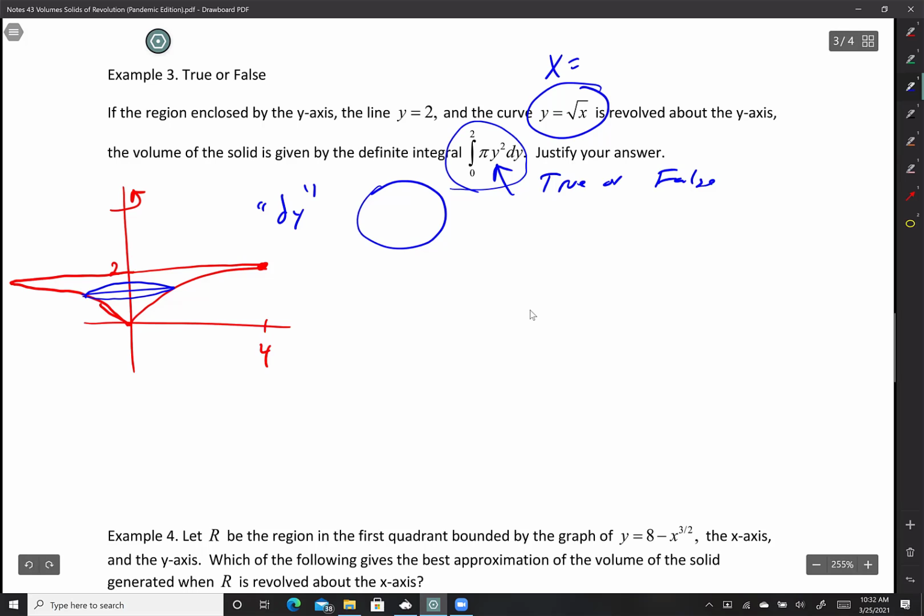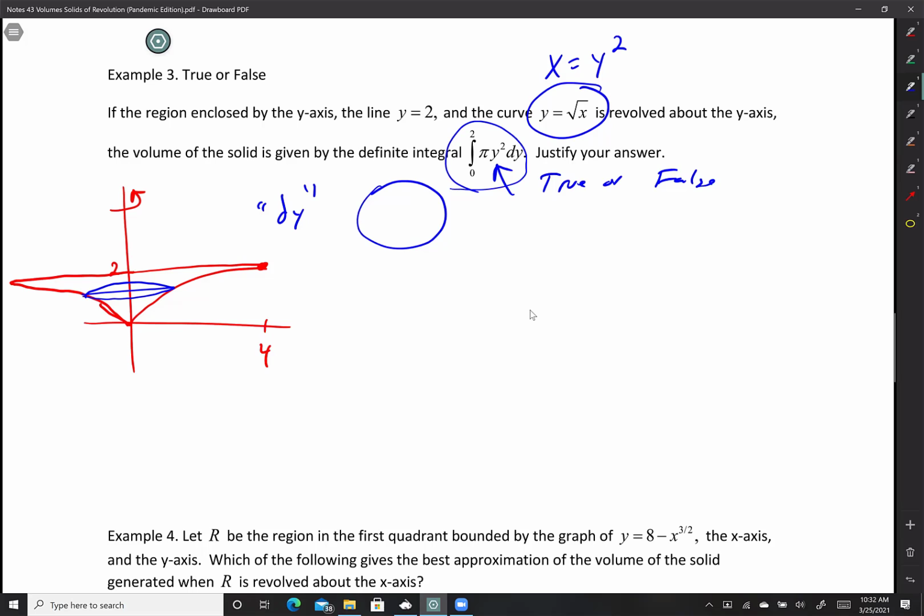So x equals y squared. All I did was square it. Well, it was y equals square root of x. So to get the square root out, I squared it, right? You know what I mean? We're good, right? Okay. So here we go.